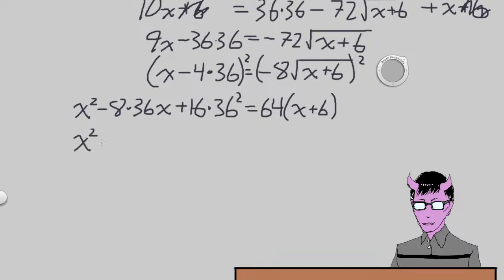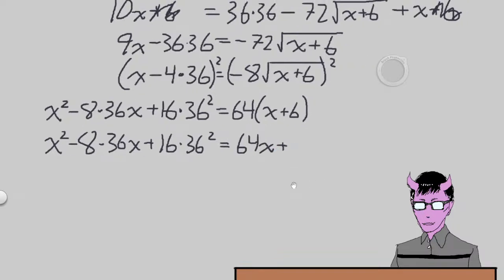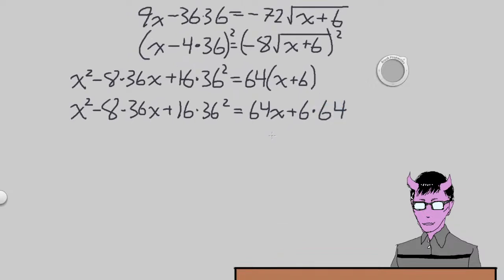So let us start freeing things up. So this one I'm going to leave as 8 times 36x. I'm going to leave that as 16 times 36 squared. This is nasty, of course. Yikes. So 64 times 6. Alright. And we shall move everything over to the other side.